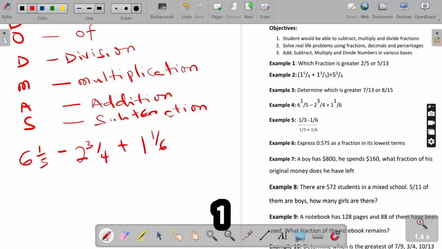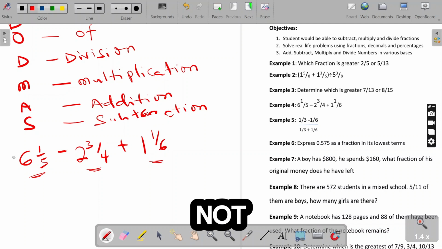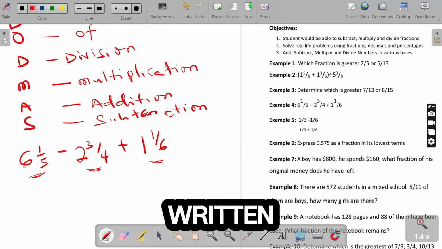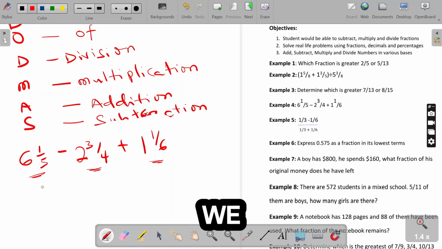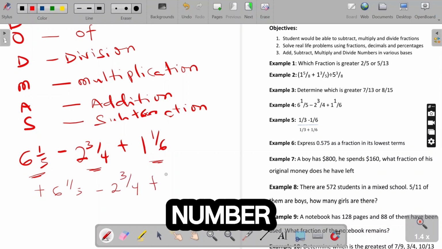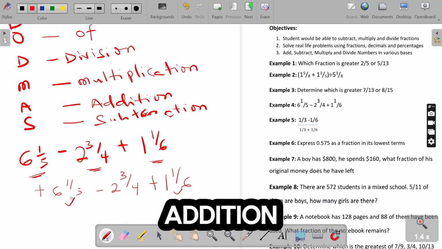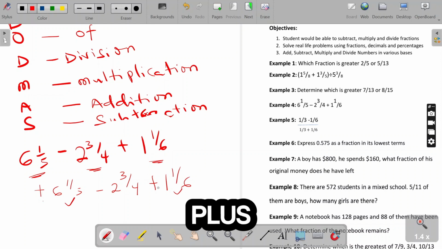Each number has its own sign. So 6 whole number 1 over 5 has a sign in front of it. It's not written, so it is plus. Once the sign is not written, it is plus. So we have plus 6 whole number 1 over 5 minus 2 whole number 3 over 4, then plus 1 whole number 1 over 6. Because I am adding, I can add this and this together, since both carry plus.